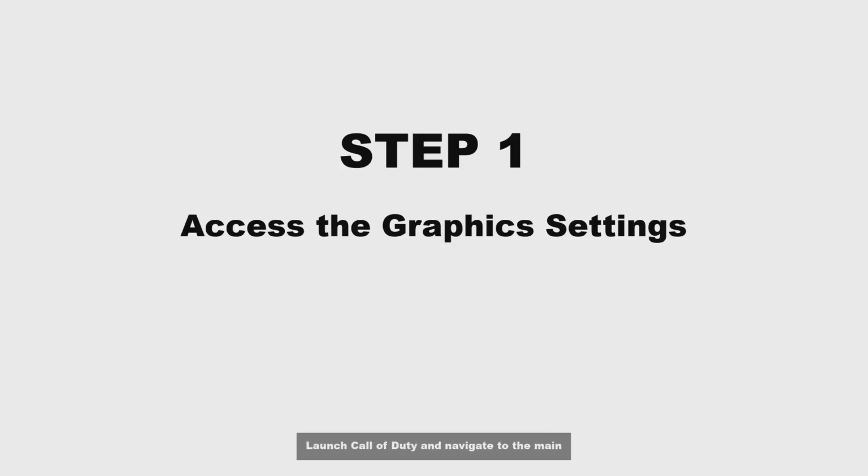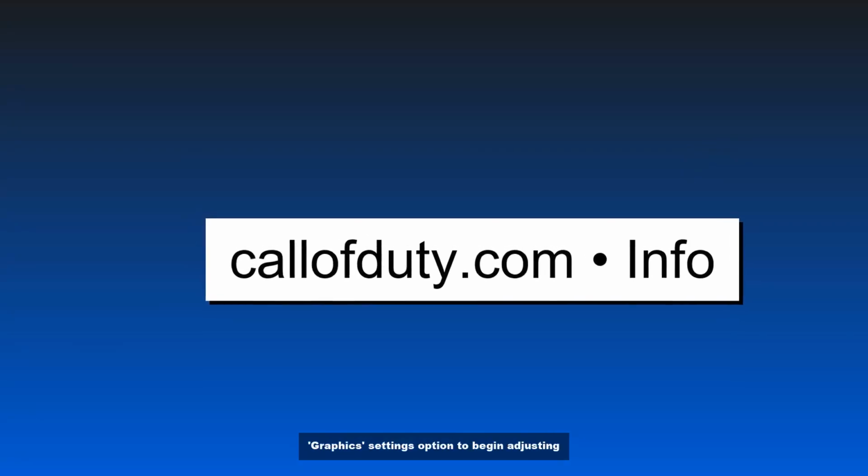Launch Call of Duty and navigate to the main menu. Look for the Options or Settings tab and select it. From there, find the Graphics Settings option to begin adjusting your preferences.